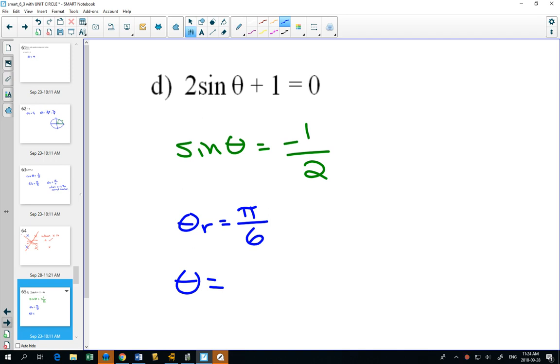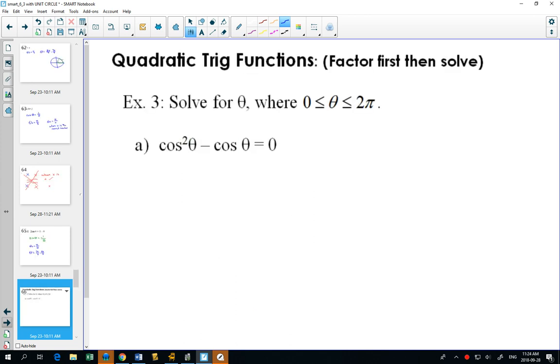And then where is it going to be? So Quadrant 3 and 4. So we'll have 7 pi over 6 and 11 pi over 6. Next level.